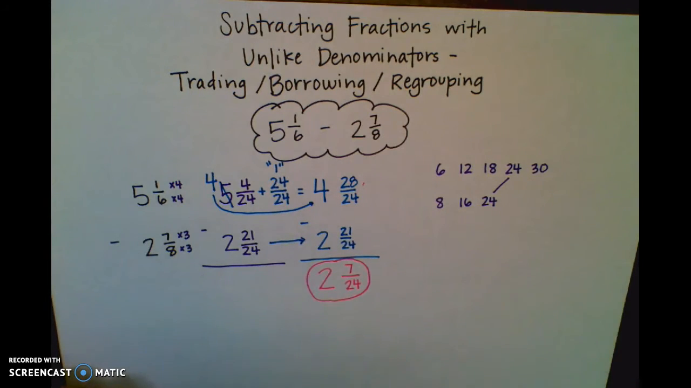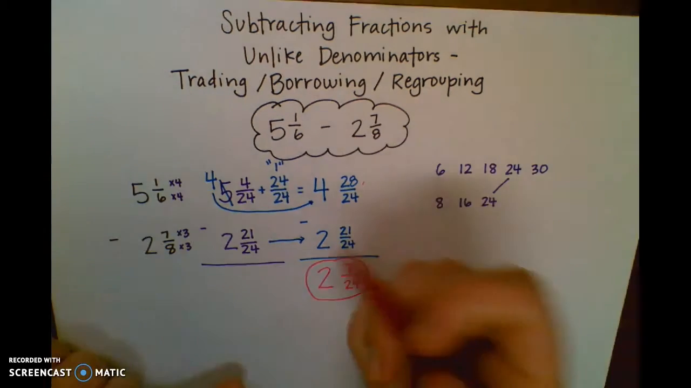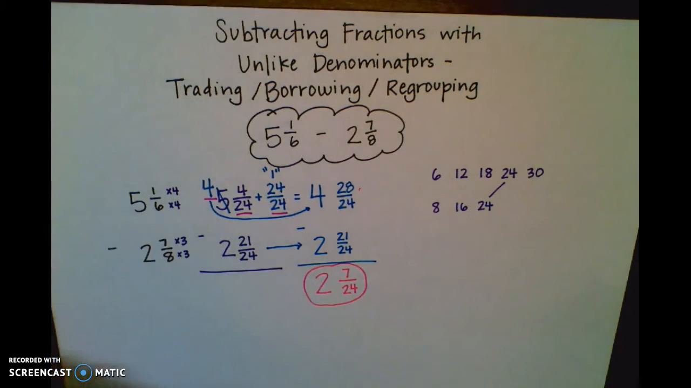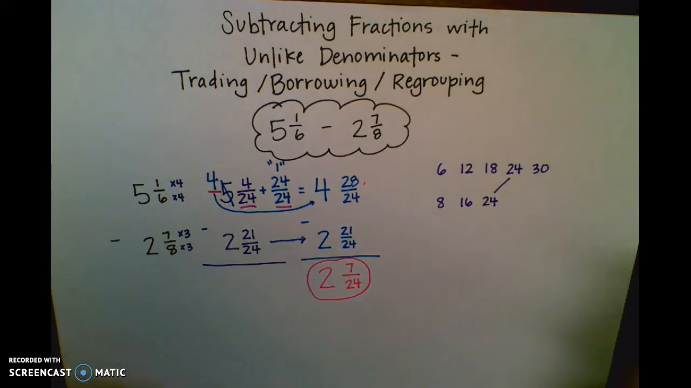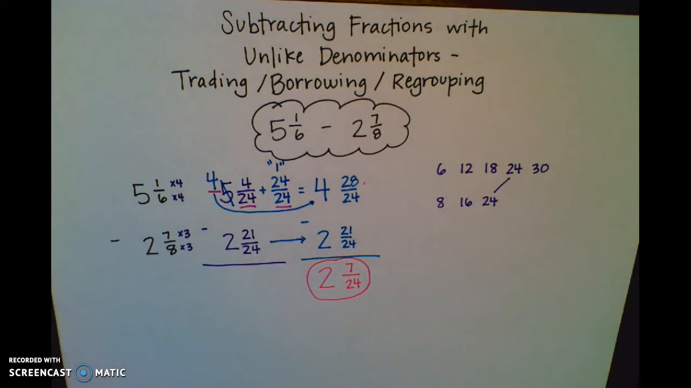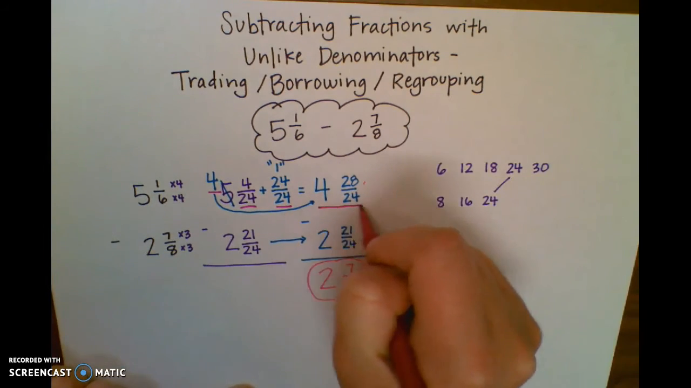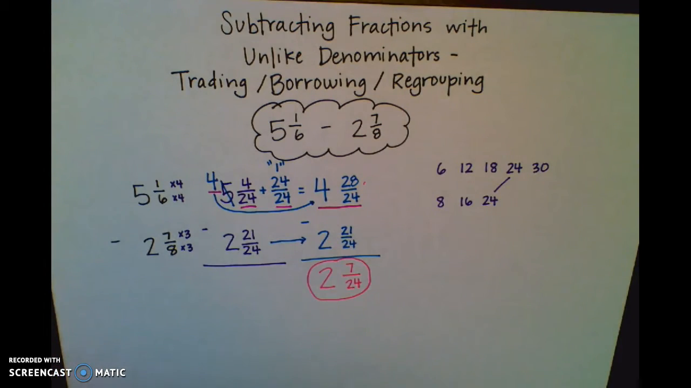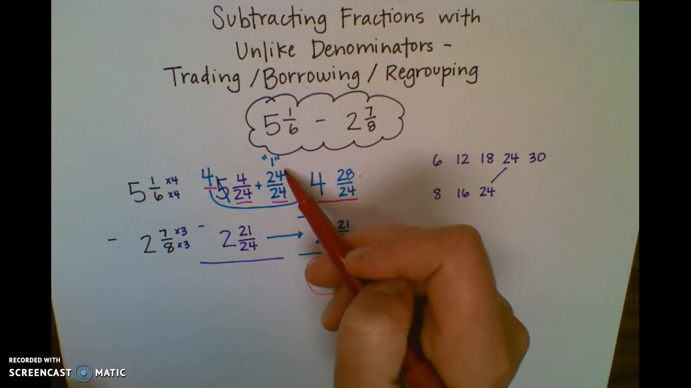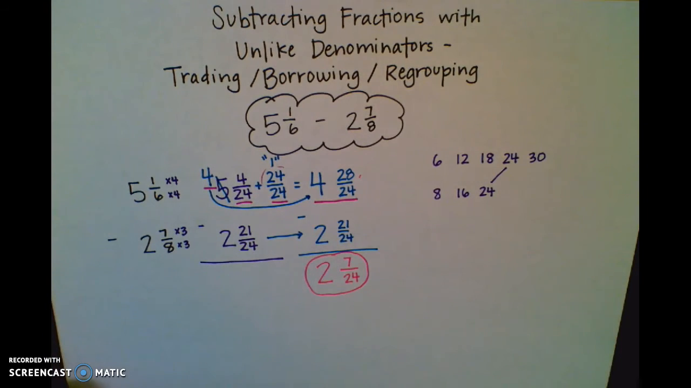So when I look at this whole section right here, the 4, the 4/24, and the 24/24, it still has that same value as 5 and 4/24. It just looks a little different. Okay? Same thing with this, 4 and 28/24. It still has the same value, it just looks a little different. And so that's the important thing to keep in mind, that when you're trading something out, you have to trade it for a whole fraction here. That means 1. And then that way you're able to do your subtracting more efficiently.